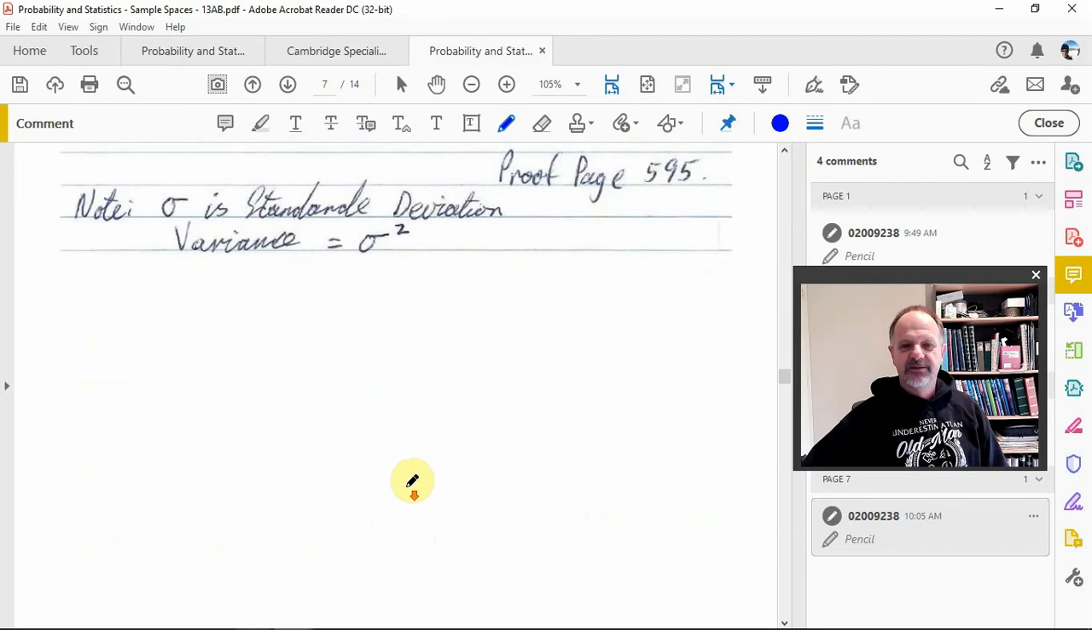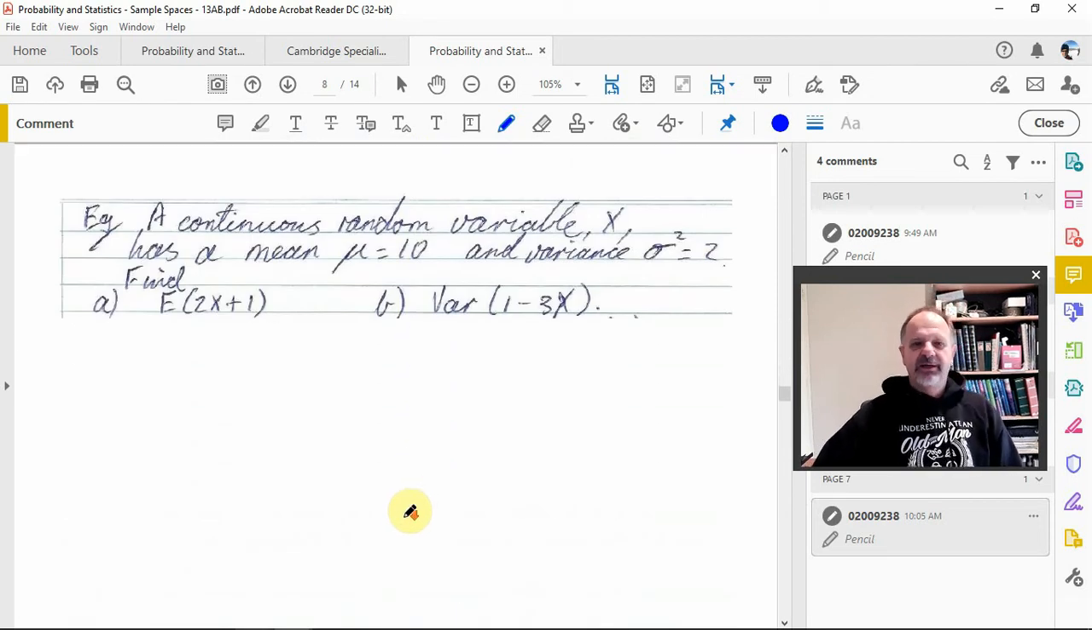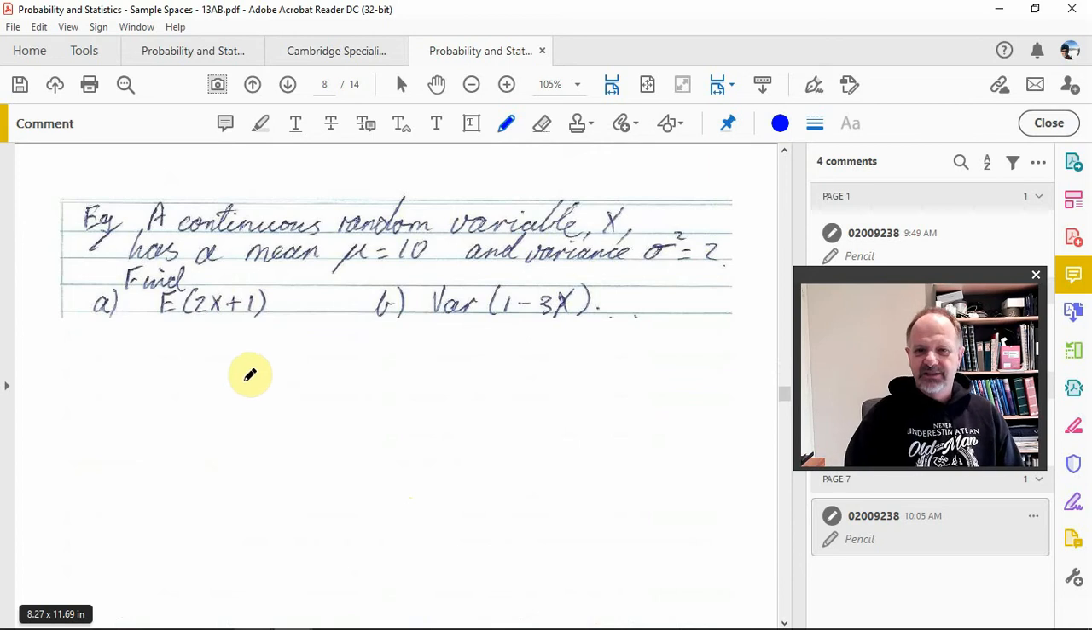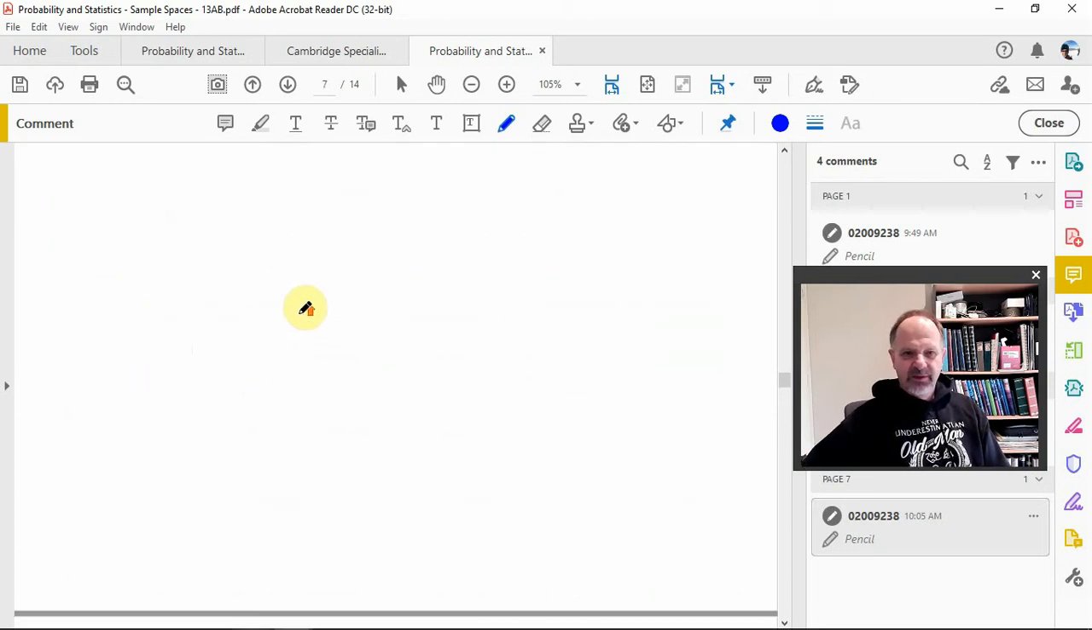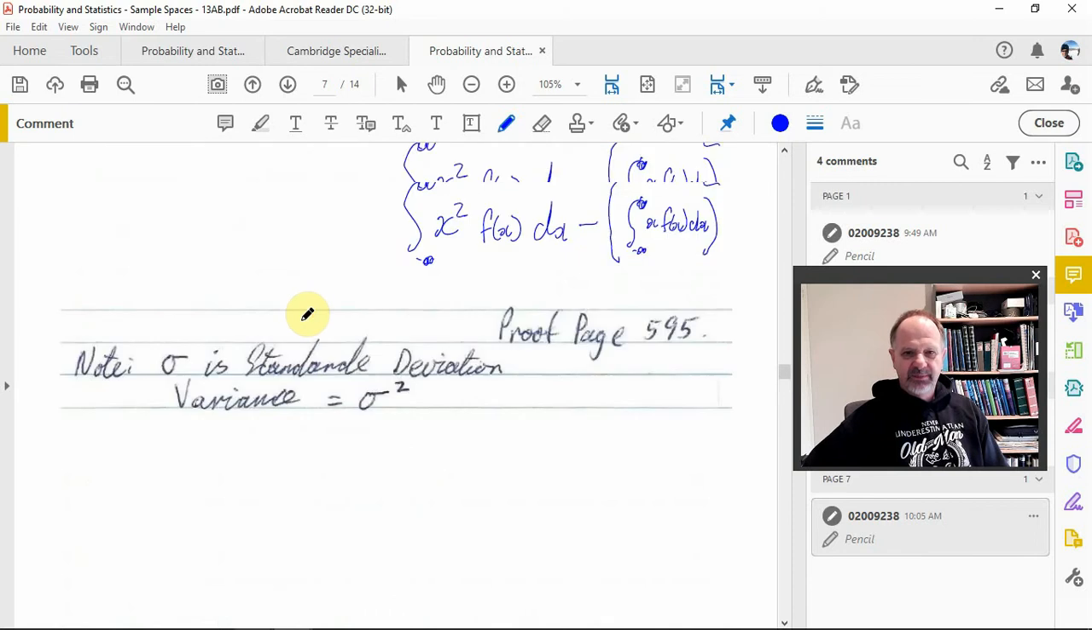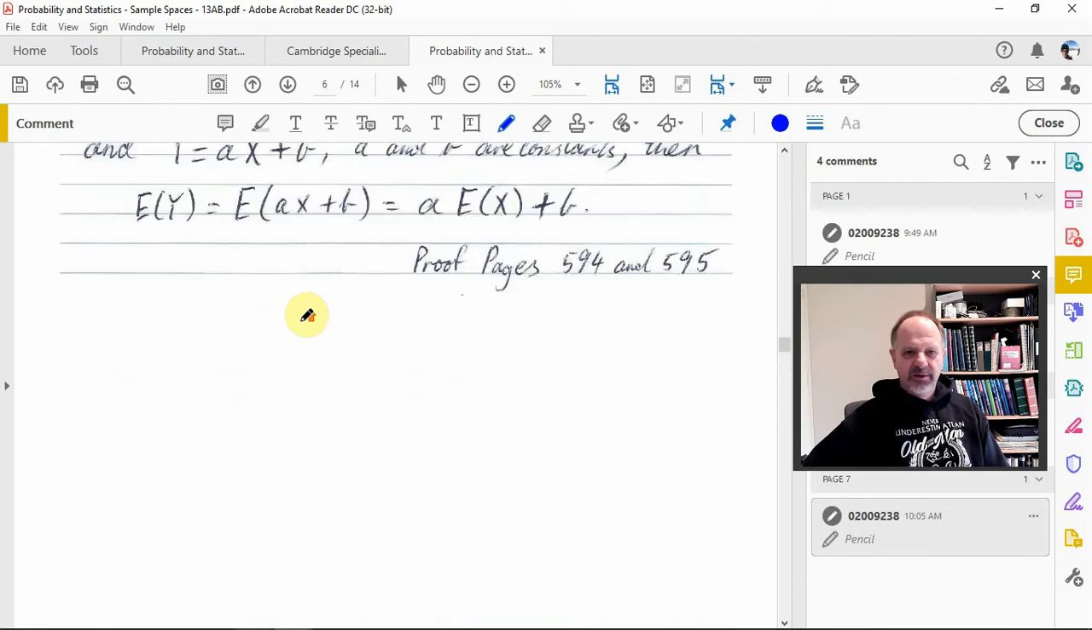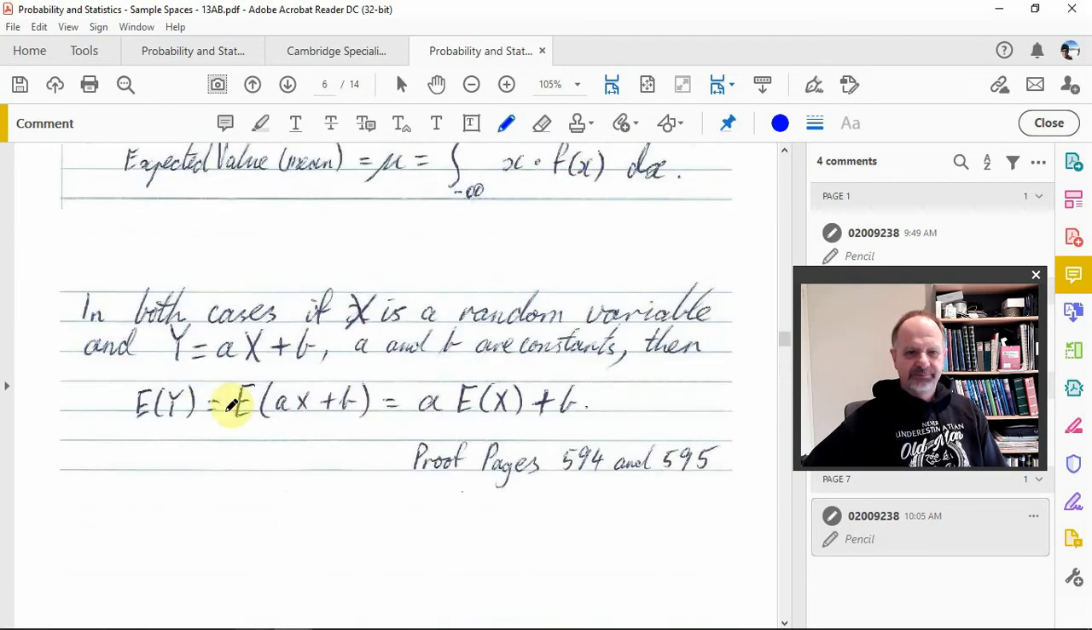All right, so this one example here: continuous random variable x has a mean of 10 and a variance of 2. Find these things here. So the expectation of 2x plus 1. That's where we're using the expectation value, that's where we're using this here.